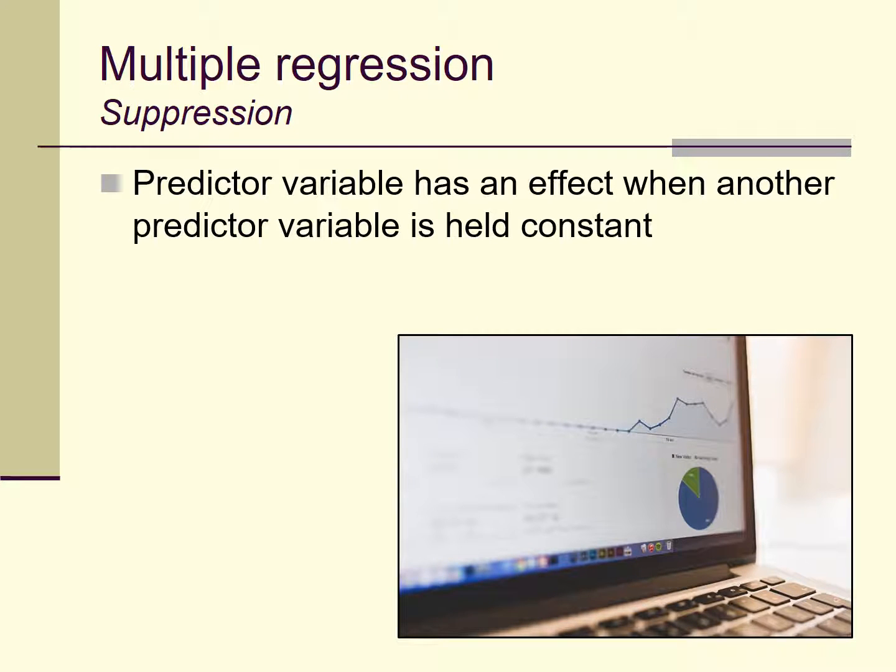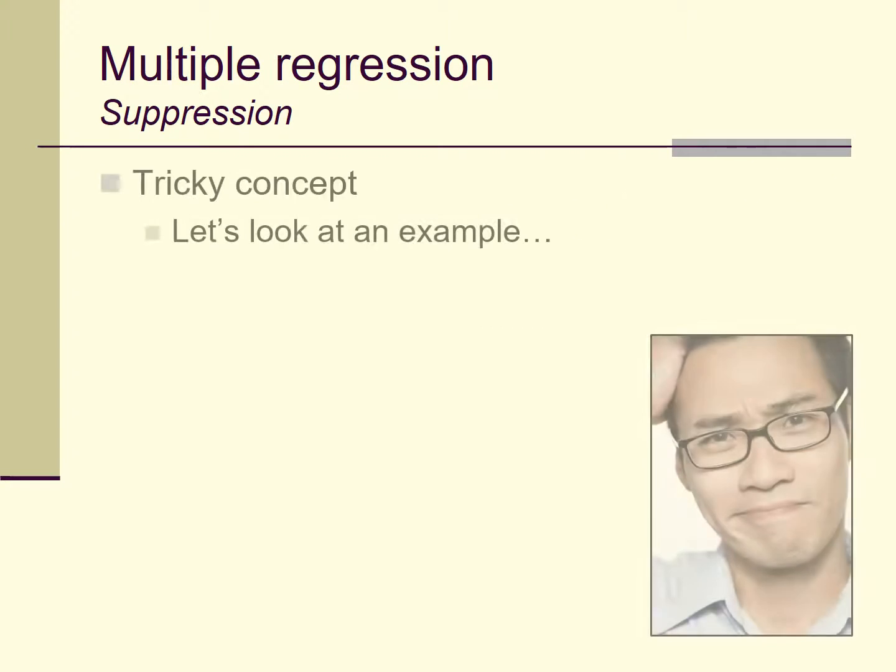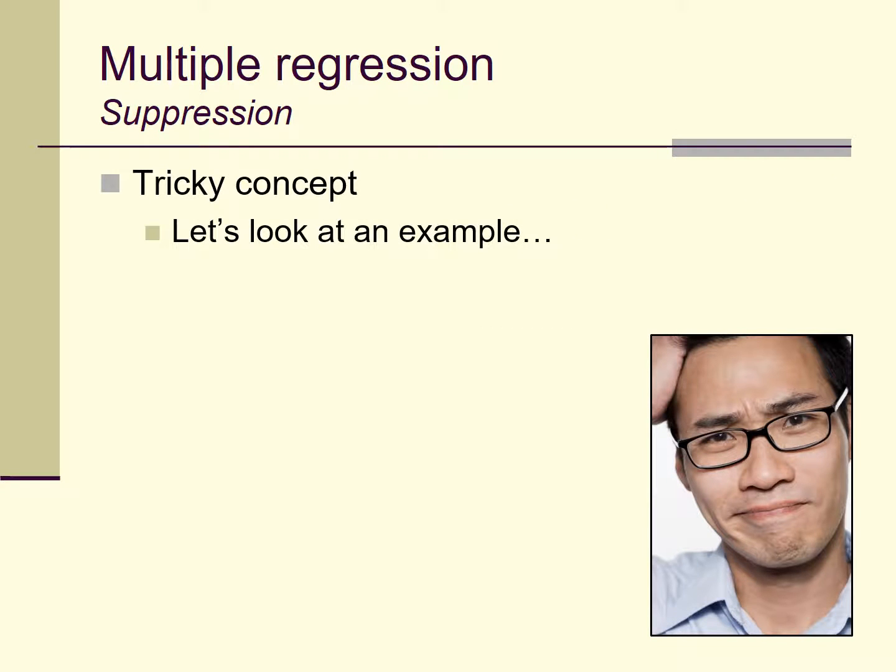If you look up suppression in most statistics textbooks or references, you'll find some line like, suppression occurs when a predictor variable has an effect when another predictor variable is held constant. And often you won't find much more information than that unless you're looking in a good regression-based textbook. I think the reason suppression often doesn't get as much treatment as it deserves is because it's kind of a tricky concept to think about. So in order to think about it, let's consider a fairly simple example.